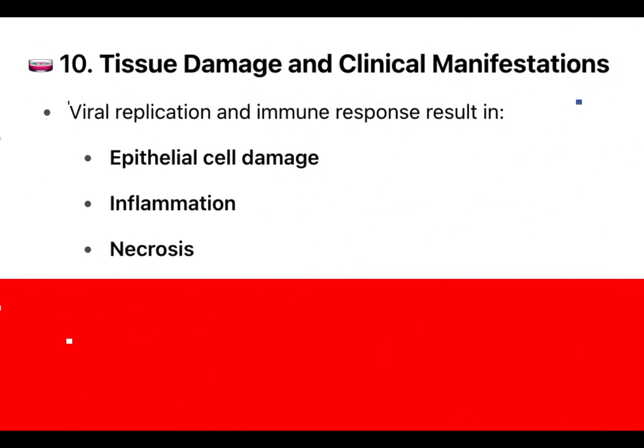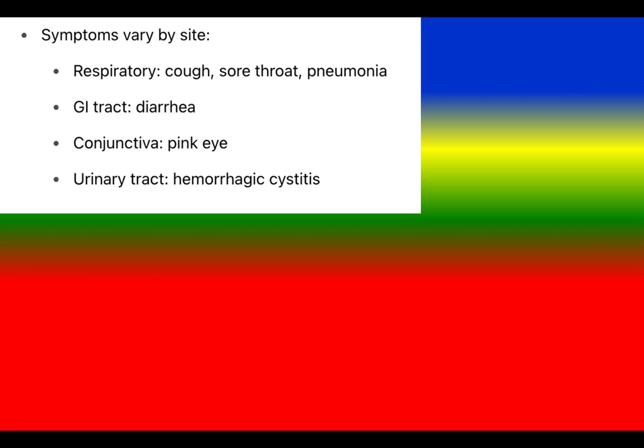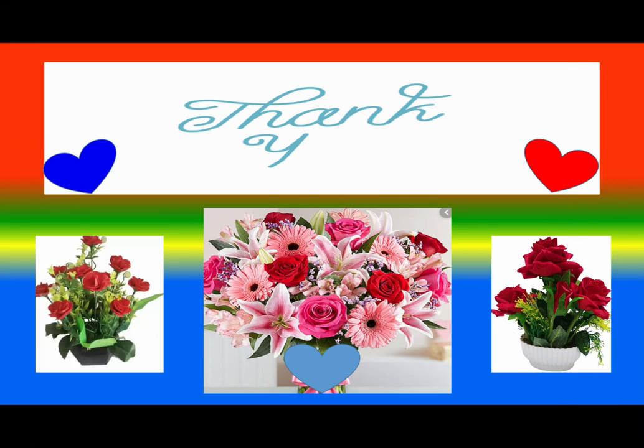10. Tissue damage and clinical manifestations. Viral replication and immune response result in epithelial cell damage, inflammation, and necrosis. Symptoms vary by site: respiratory: cough, sore throat, pneumonia; GI tract: diarrhea; conjunctiva: pink eye; urinary tract: hemorrhagic cystitis.